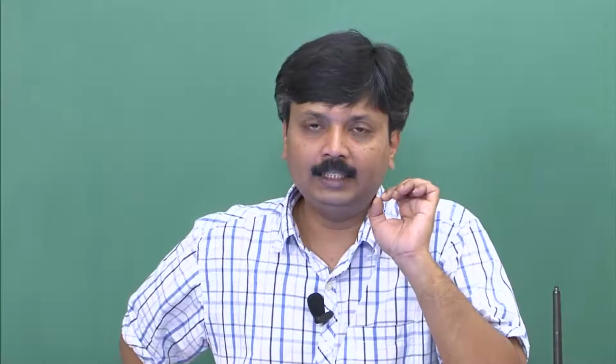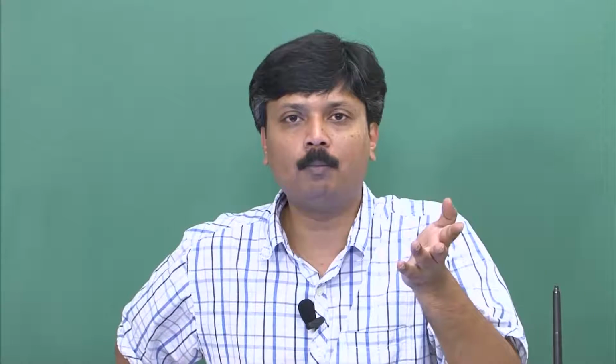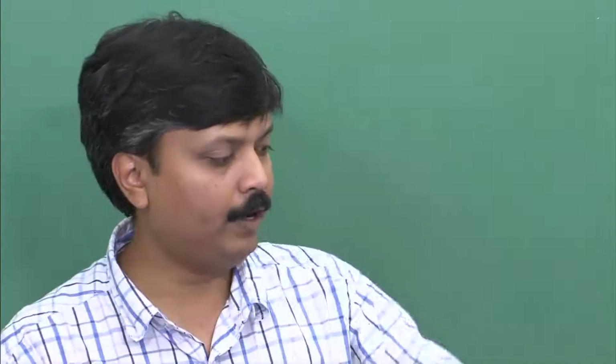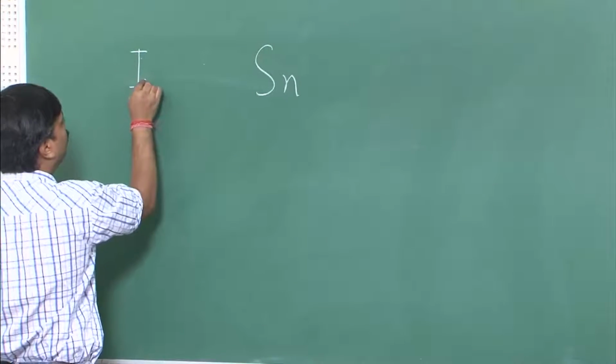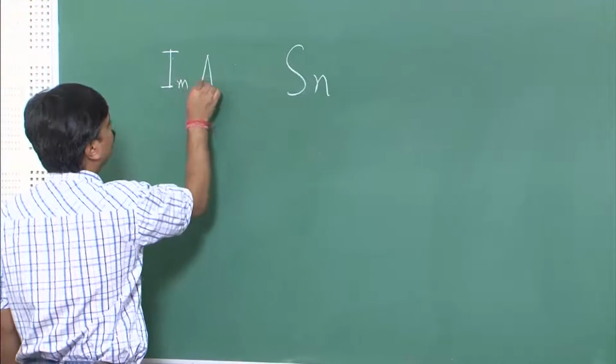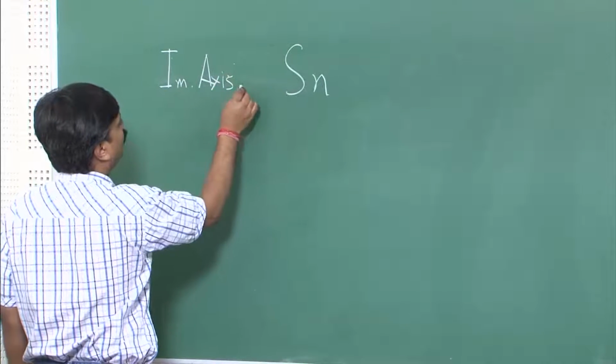And as I said, it doesn't necessarily mean that this particular axis will also coincide with a proper axis of rotation, and that is why it is called an improper axis of rotation. So essentially, if I write this Sn operation, I should write it in this way. So Sn, this is an improper axis of rotation.